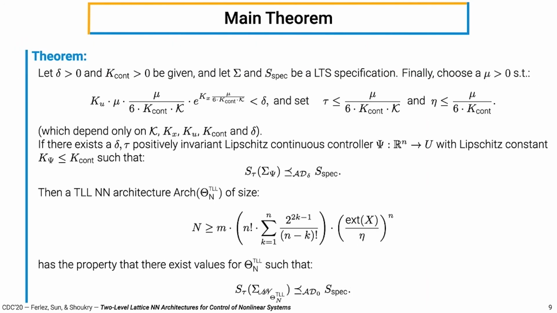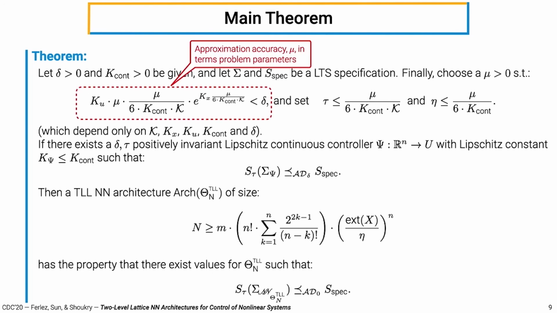So just to wrap up, I'm going to describe the main theorem in the paper. So there's a lot to take in here, and there are a lot of details, so you'll probably have to look some of these up yourself, but I'll try to emphasize the important points. So first, this inequality defines the approximation accuracy mu that is required of an approximate controller so that it satisfies the specification. And you'll note here that this inequality depends only on the problem parameters, including the robustness margin, delta.